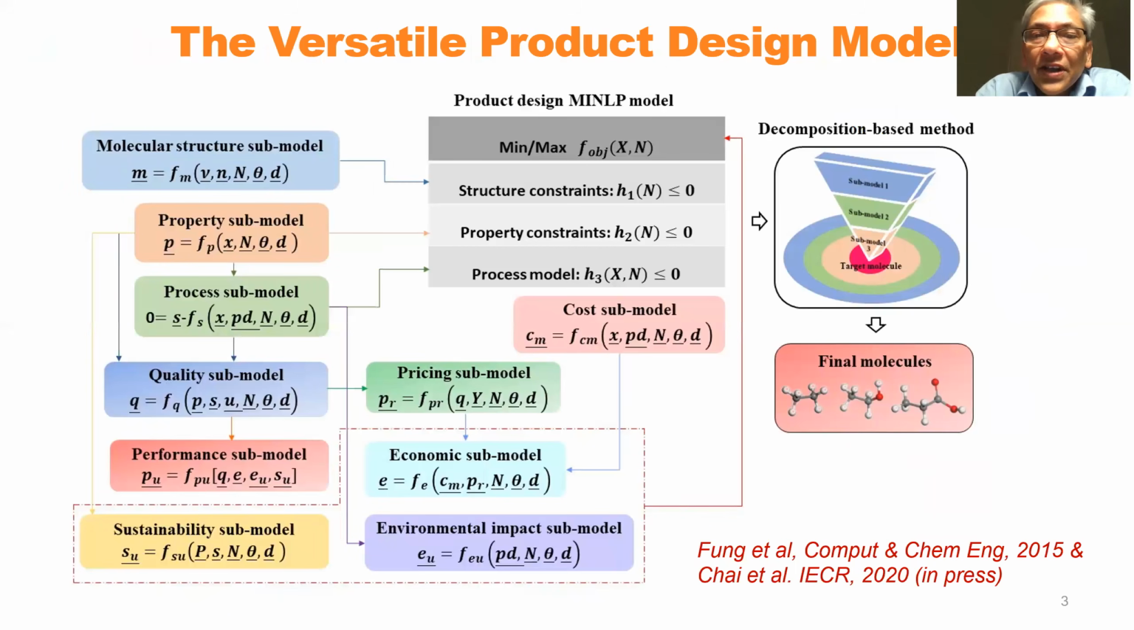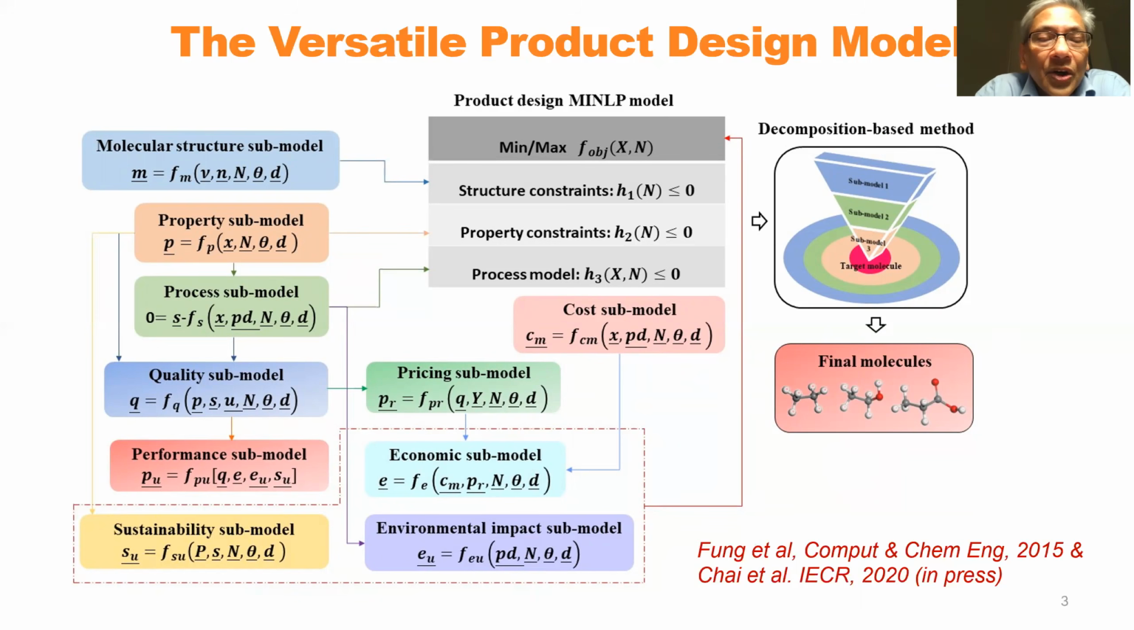Let's look at the versatile product design model. The original model was proposed by Kai and his group from Hong Kong, and in this work we have extended the model in that each of the models that you see in different colored boxes is not just one equation, but a vector or a matrix of equations. The problem is formulated as a mathematical programming model, which can be solved in different ways.